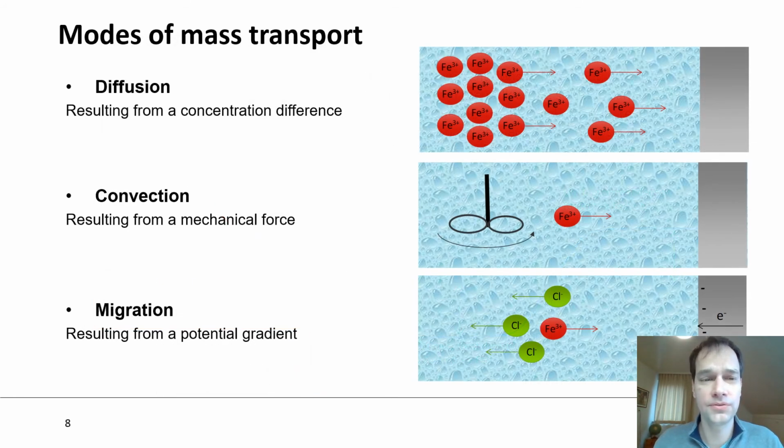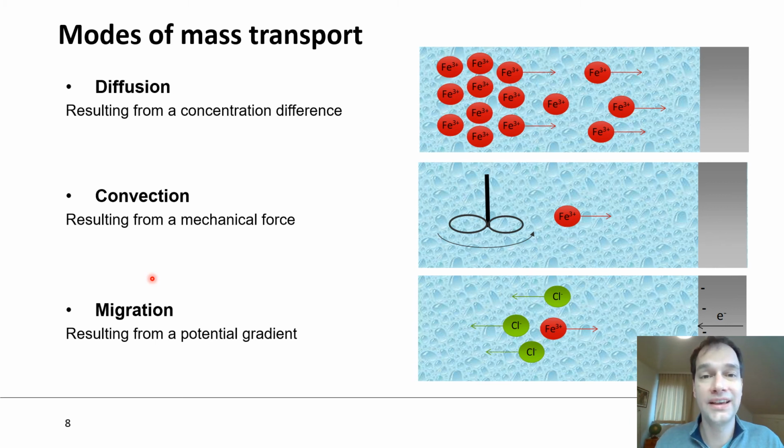Now, what are the modes of mass transport? There are three for electrochemical systems, namely diffusion, which results from a concentration difference. So if you have a lot of iron 3 here and you have little iron 3 at the electrode, then the iron 3 wants to move that way. Then there's convection, basically a movement as a result of a mechanical force, for example, from stirring. So the stirring brings the iron 3 from the bulk to the electrode.